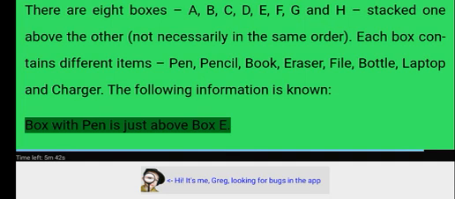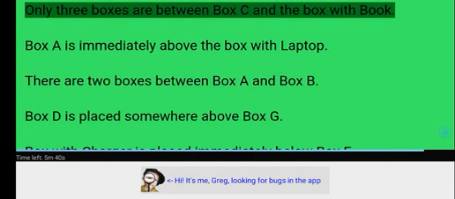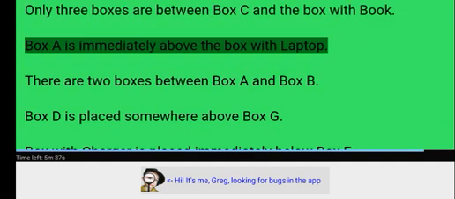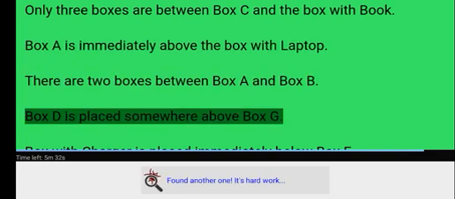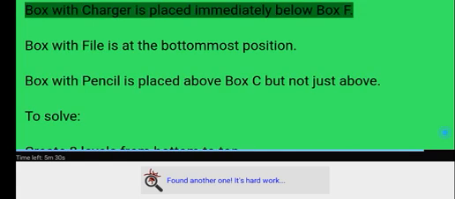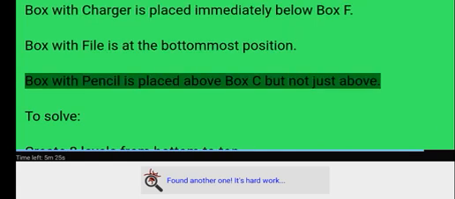Box with pen is just above box E. Only 3 boxes are between box C and the box with book. Box A is immediately above the box with laptop. There are 2 boxes between box A and box B. Box D is placed somewhere above box G. Box with charger is placed immediately below box F. Box with file is at the bottommost position. Box with pencil is placed above box C but not just above.